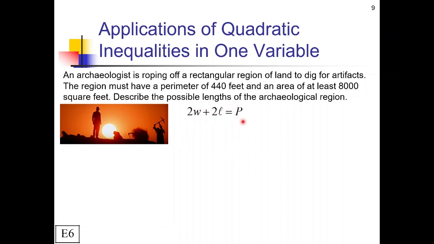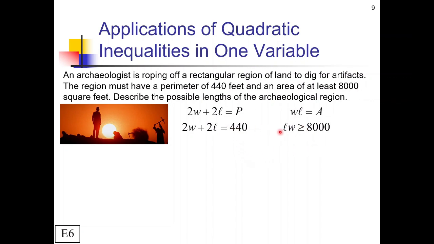And we can be a little bit more specific for this problem. They said we must have a perimeter of 440 feet. Not less, not more, exactly 440. So we'll replace P with 440. Now they also said we had an area of at least 8,000. Area of a rectangle, you might remember, is length times width, or width times length. It doesn't really matter the order there. And they said that had to be at least 8,000, so greater than or equal to 8,000.